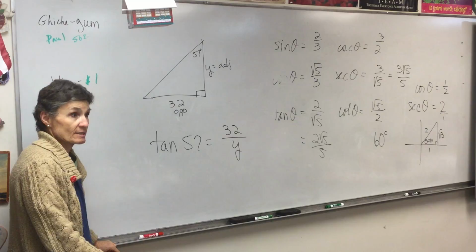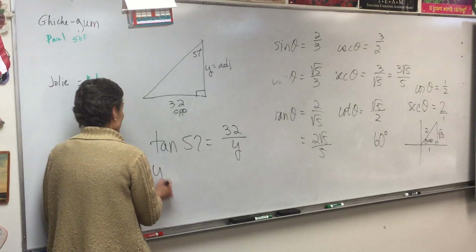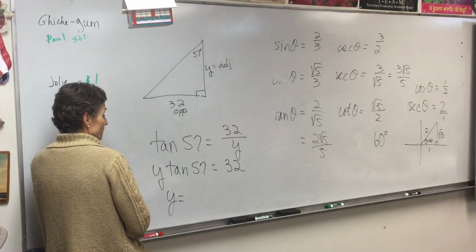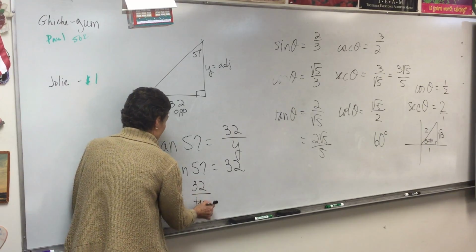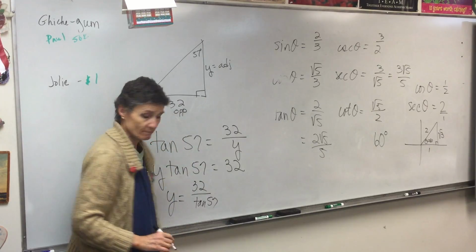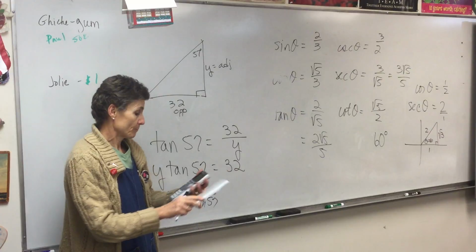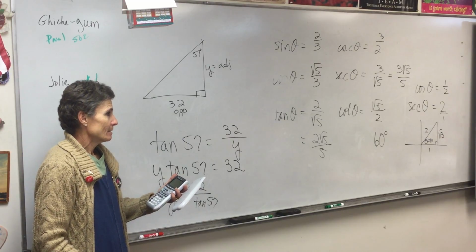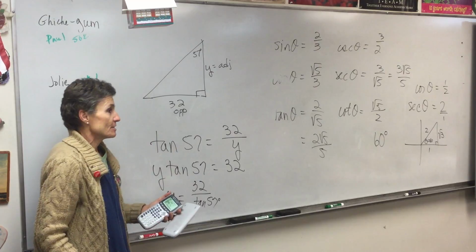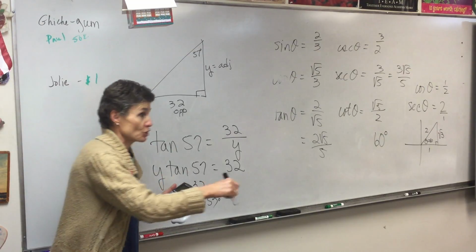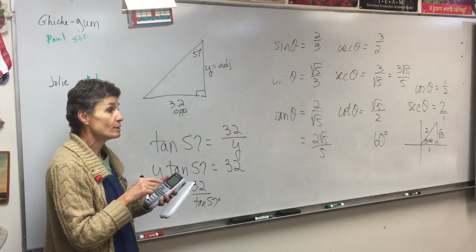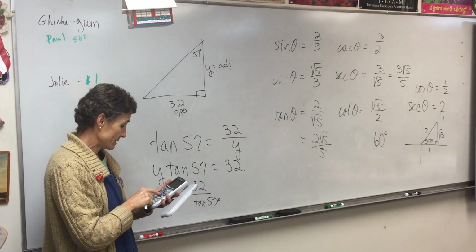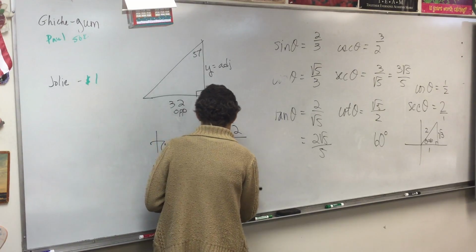Now I'm going to solve that equation. This is a calculator problem. I'm going to multiply by y. And then I'm trying to get y by itself, so I'll divide by tan 57, and so I'm going to go to my calculator. Now I do have one request of you. Before you type it in, would you go to mode and make sure that degrees is highlighted? Because 57 is a degree measure, and your calculator needs to know it's a degree measure. So make sure degrees is highlighted, and then just type in 32 divided by tan 57. And did you get 20.78?